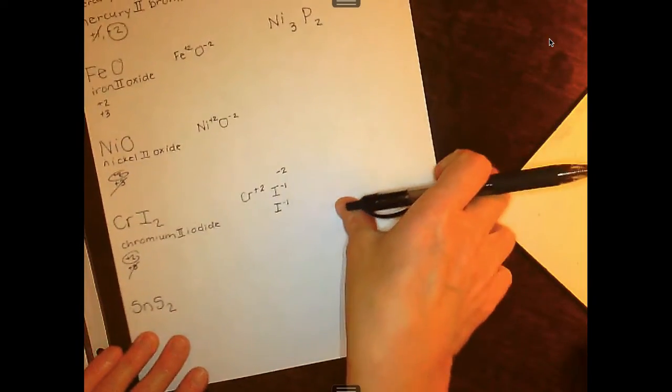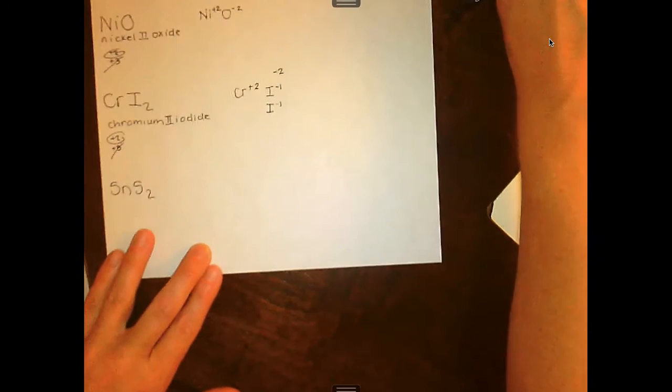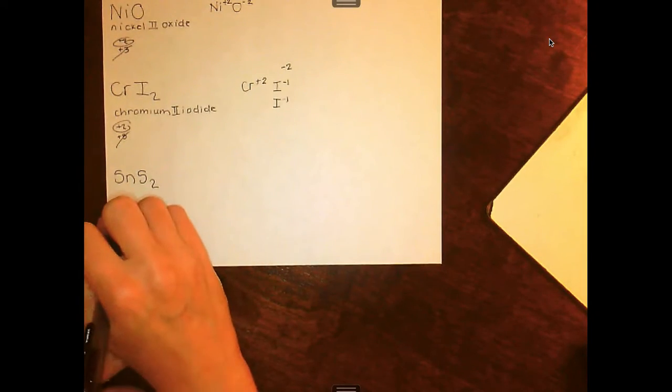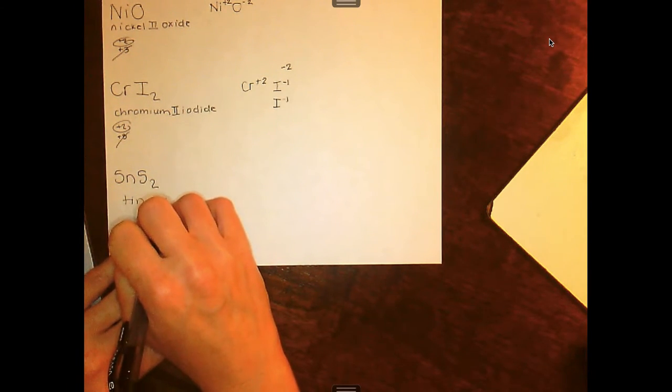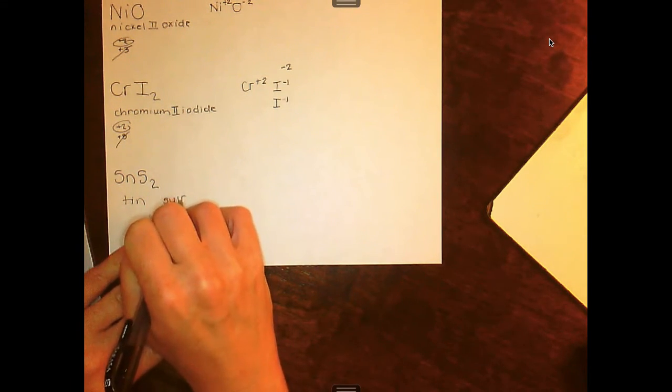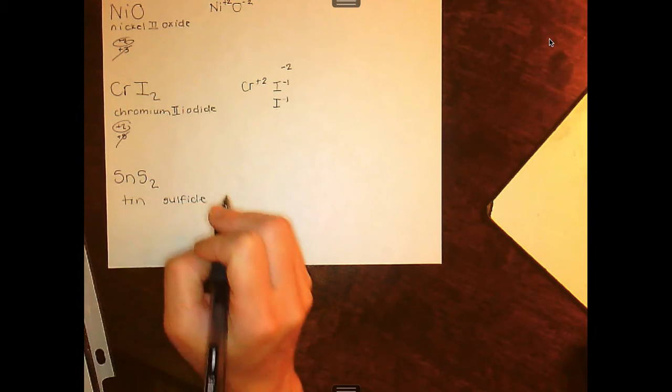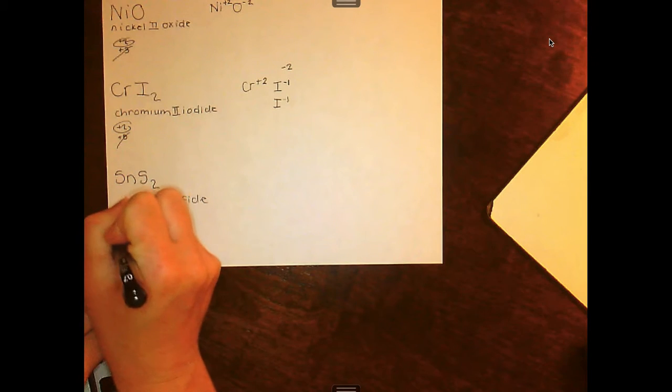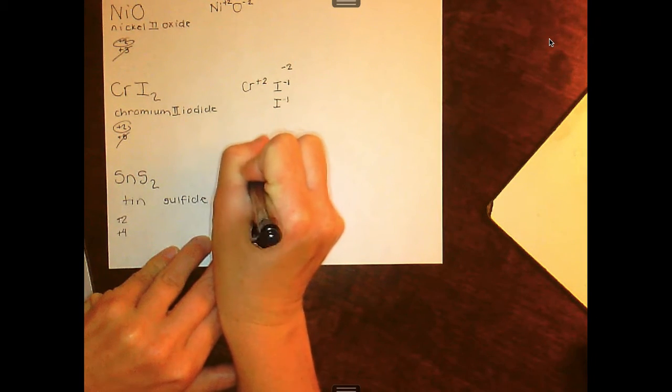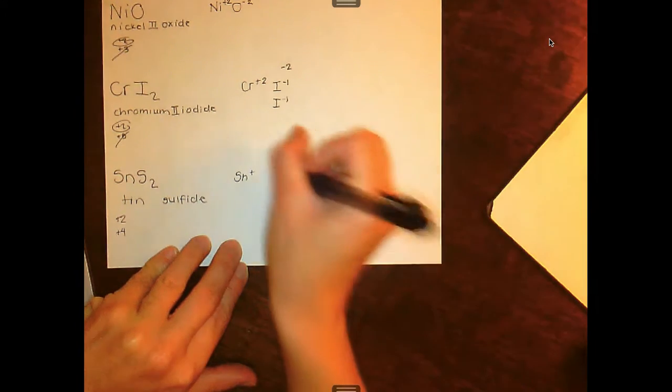Next up, I'm running out of space here, sorry. You see Sn, which we know is tin, and we've already mentioned it as one of our stock elements, and then that's sulfur, so that would be sulfide. Change that ending to IDE. If you look at tin, you're going to see that it can either be a +2 or a +4. Think about what we know. We know that the tin is the metal, so it's definitely positive.